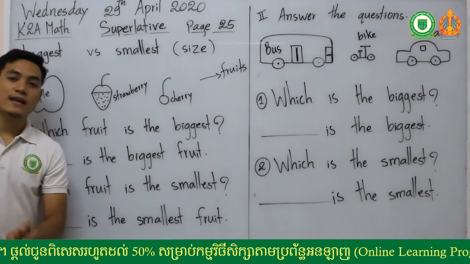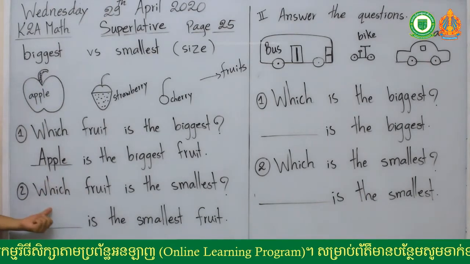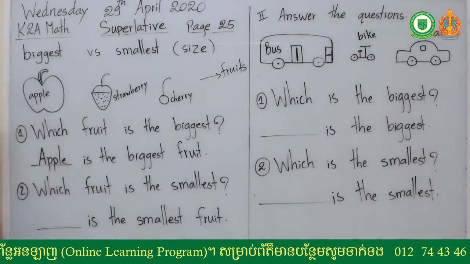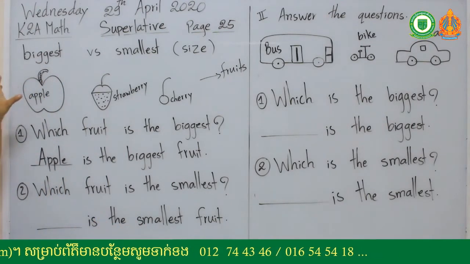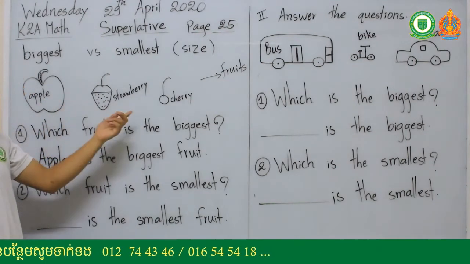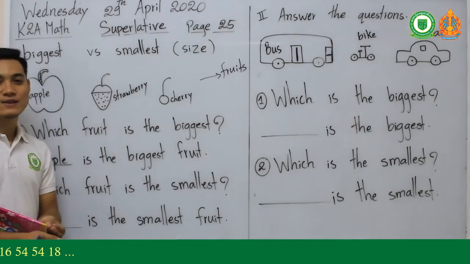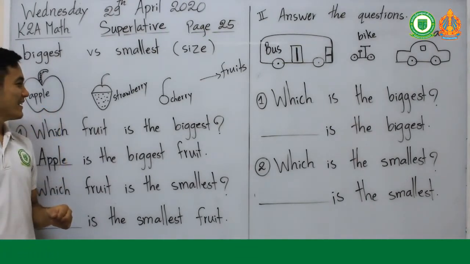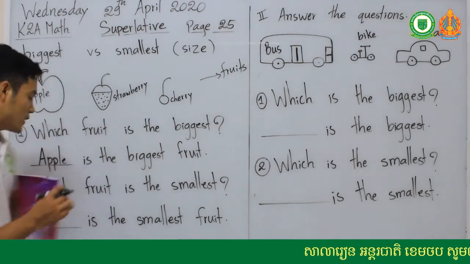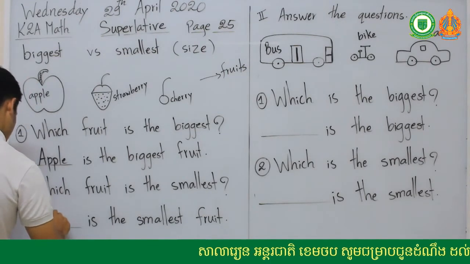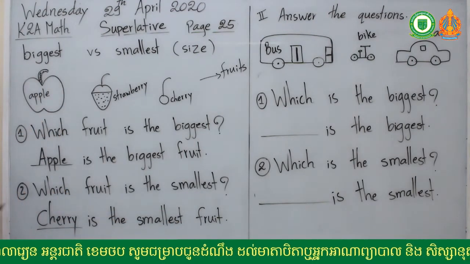Alright, and we go to the second question: which fruit is the smallest? Again, which fruit is the smallest? The answer is the smallest fruit. Look, apple is the biggest one. Now we compare again, strawberry and cherry. Which one is smallest? The smallest one, like too small, like tiny, is cherry, right? The answer is cherry is the smallest. So complete here: cherry is the smallest fruit. Okay, so that's it for the answer.